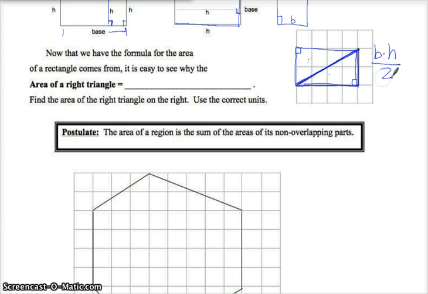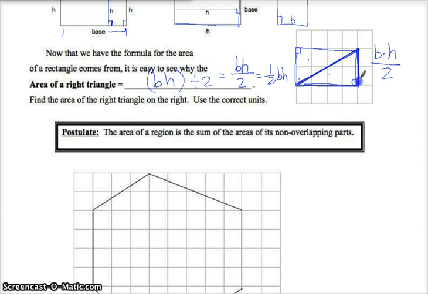So therefore, to get the area, we're going to take the base times the height, but we're going to divide it in two because I'm not talking about this entire rectangle. I'm only talking about half of it. So base times height divided by 2, or probably base times height divided by 2 is what you'll see more often. Or 1/2 base times height, right? All the same.